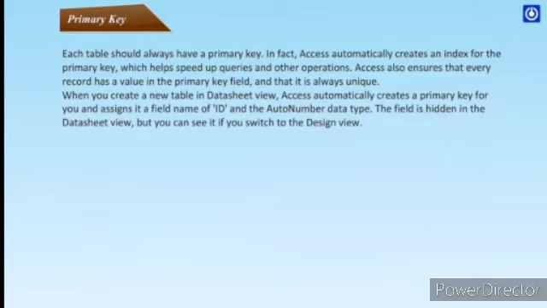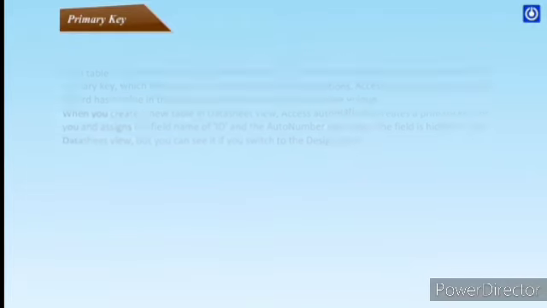In fact, Access automatically creates an index for the primary key, which helps speed up queries and other operations. Access also ensures that every record has a value in the primary key field and that it is always unique. When you create a new table in Datasheet view, Access automatically creates a primary key for you and assigns it a field name of ID and the AutoNumber data type. The field is hidden in the Datasheet view, but you can see it if you switch to the design view.